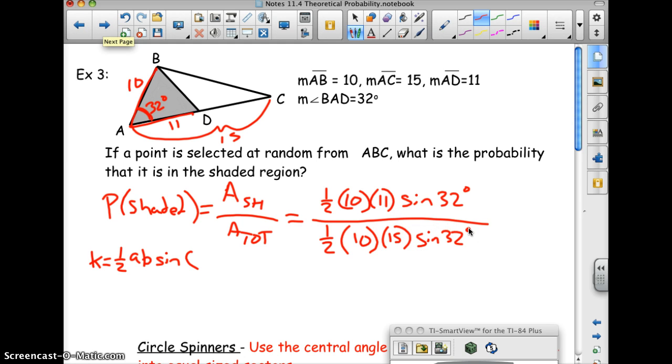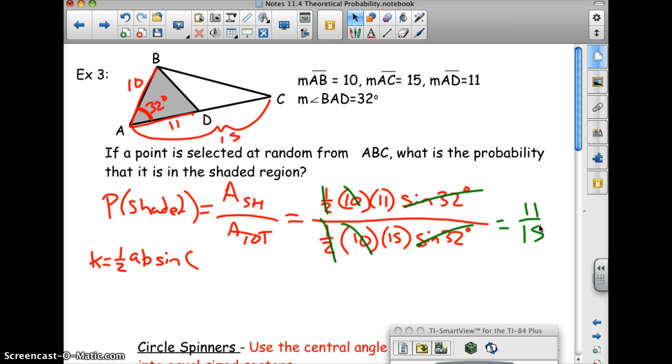And the cool thing about this, before you start simplifying, is these are all factors, right? So I can cancel common factors. The halves can go, the 10s can go, the sine 32s can go, and I actually wind up with 11/15. So really not a whole lot of computation for that one.